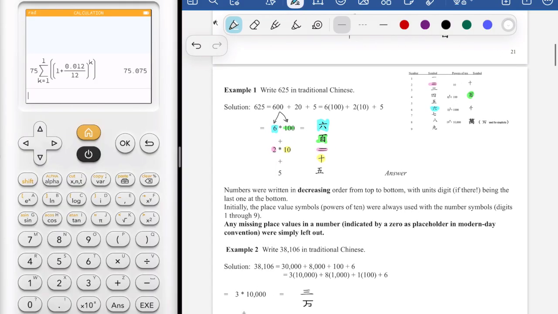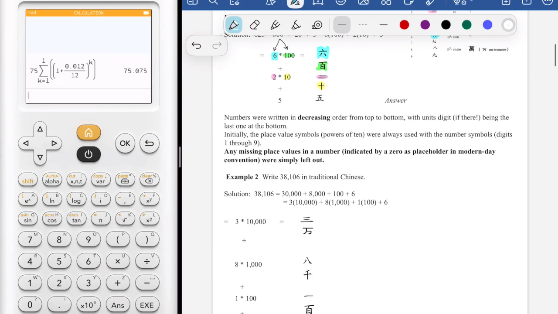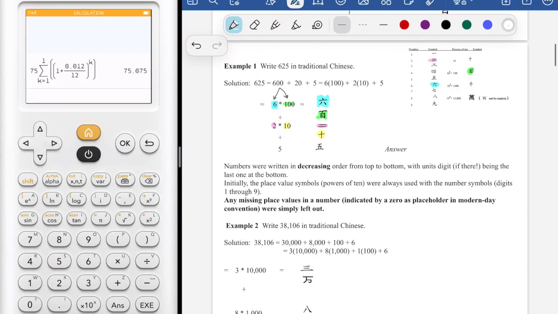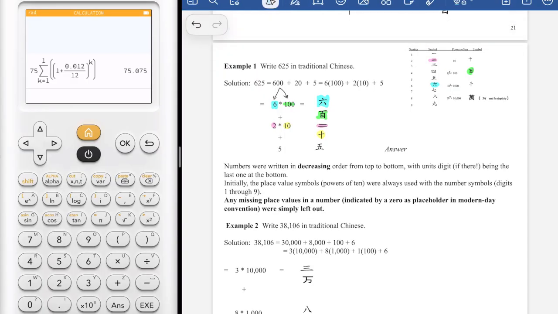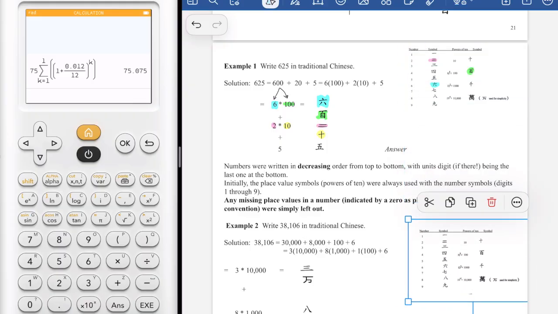All right. So then you see in the next example, the 38,106. All right. So it's the same general idea. So let me bring my diagram down. Do a little duplication, bring it on down.